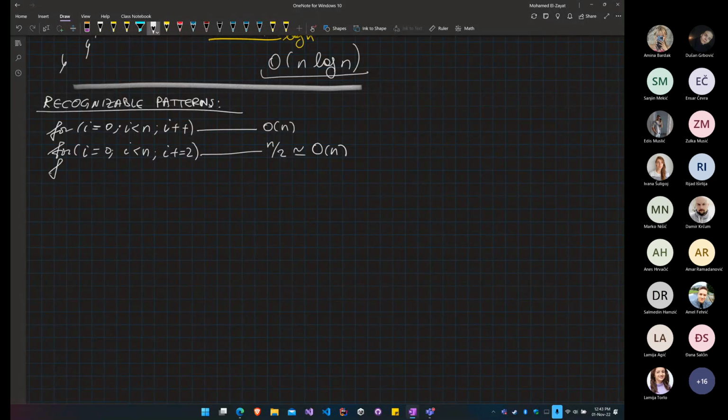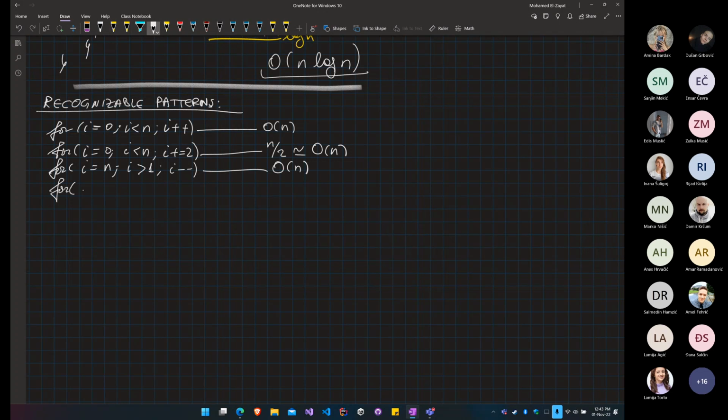If you see something like i starting at n, and i is larger than 1, so i has to stop at larger than 1, and you say i minus minus, it is also order of n. Okay, and then we saw the logarithmic.